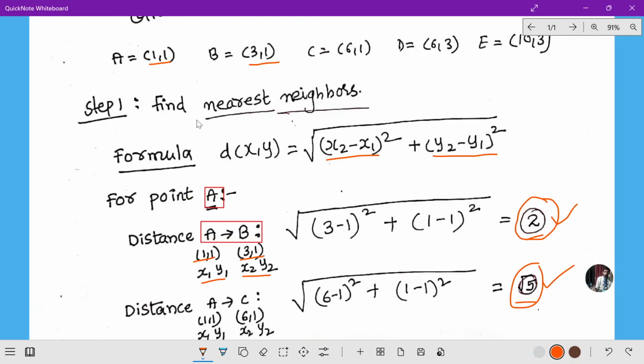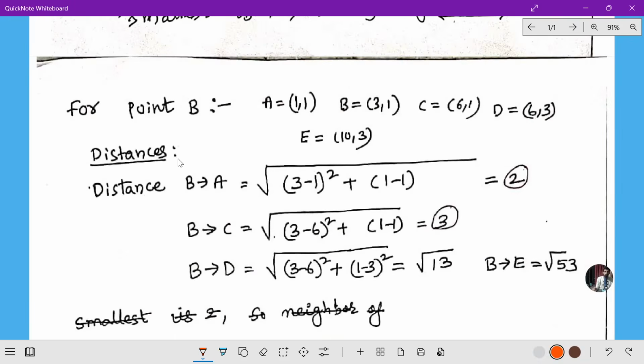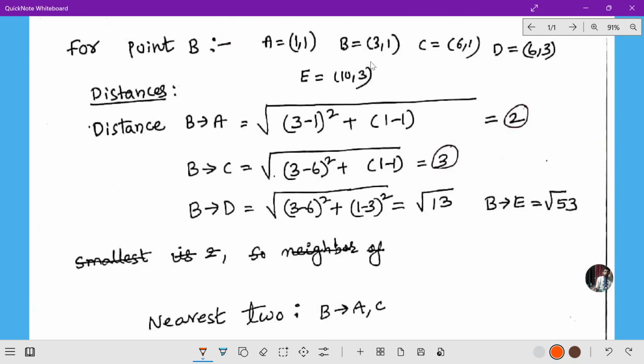This is about the point A. But when it comes to point B, what will happen from point B? Again we need to calculate B to A, B to C, B to D and B to E also. So when it comes to B to A, 3 minus 1 whole square, 1 minus 1 whole square, this is 2.